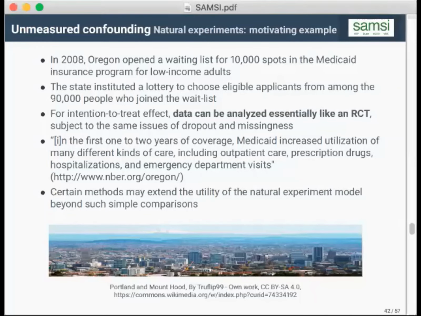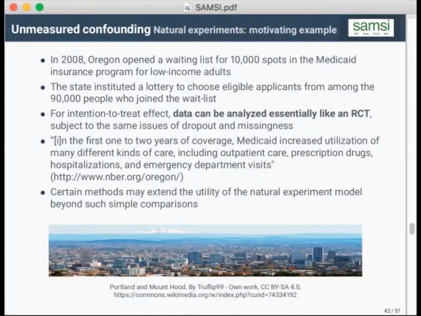As an example of a near perfect natural experiment, in 2008, Oregon opened a waiting list for 10,000 spots in the Medicaid insurance program for low-income adults. 90,000 people signed up to join, and the state decided to issue a random lottery in order to choose 10,000 from among those eligible 90,000 people. So this is a case where treatment, in this case, receiving Medicaid, truly was randomized.